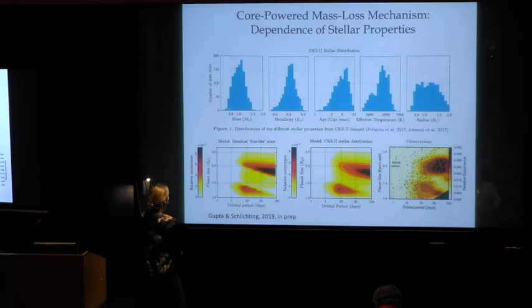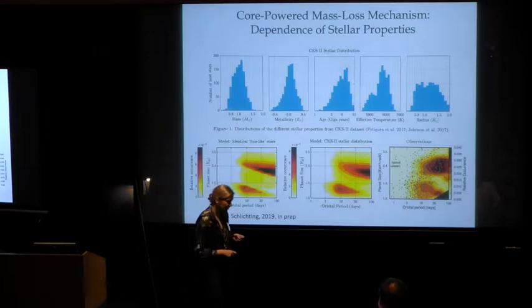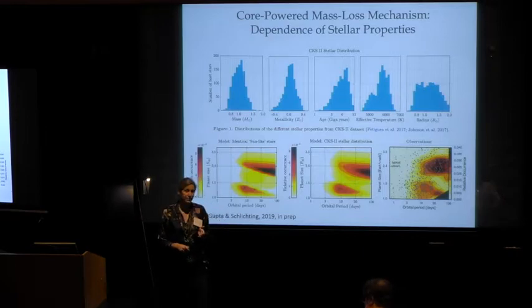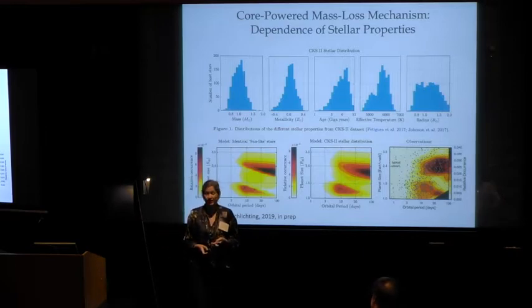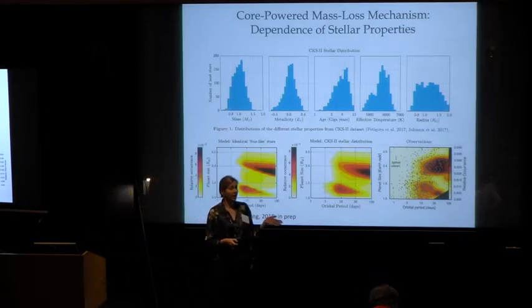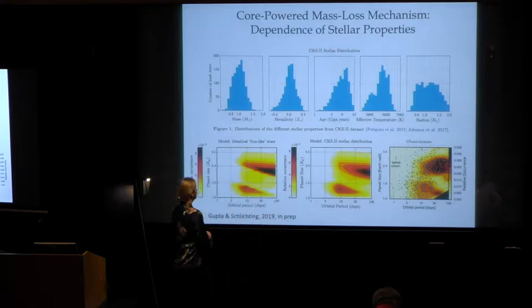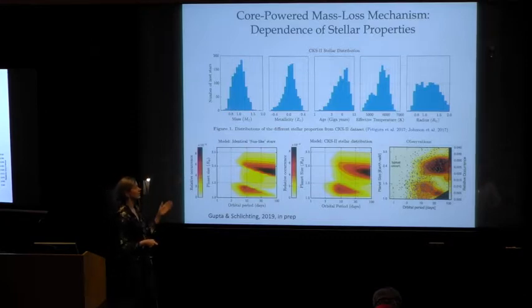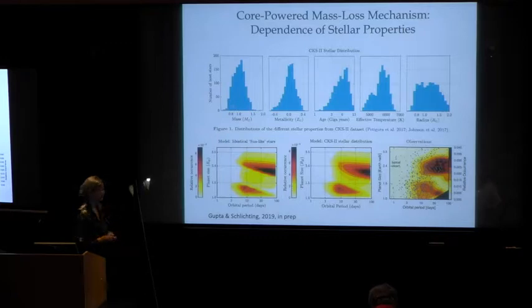The next thing that Akash did is we can model in detail the host star population, because we want to see what the predictions are of this core-powered mass loss mechanism with stellar type and stellar properties. That's one way we can test this, and maybe also differentiate any signatures that you see because of photoevaporation in the exoplanet population and because of the core-powered mass loss mechanism. So we know the population of these host stars. It's been fairly well characterized.